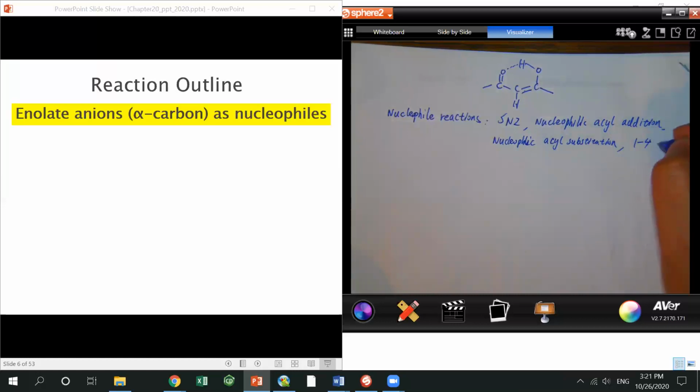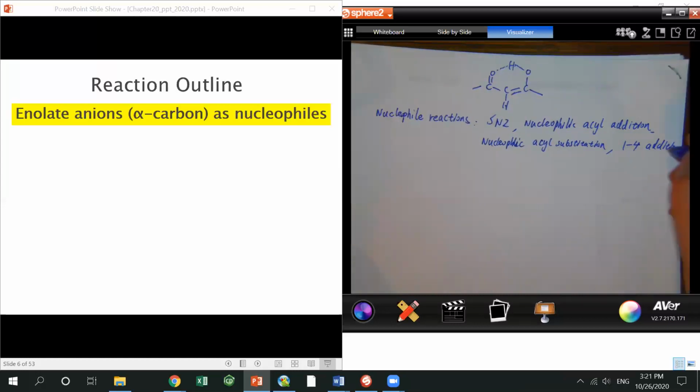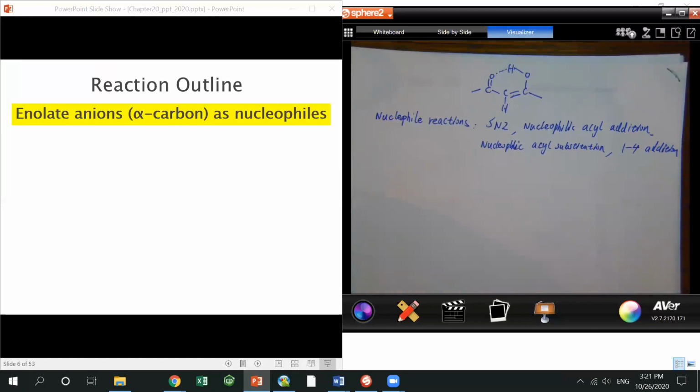nucleophilic 1,4 addition. That's what we learned in chapter 18 also. With 1,4 additions, we have a weak nucleophile, or a less bulky one, and we do 1,4 addition. Once you understand this, your life will be easier for chapter 20.